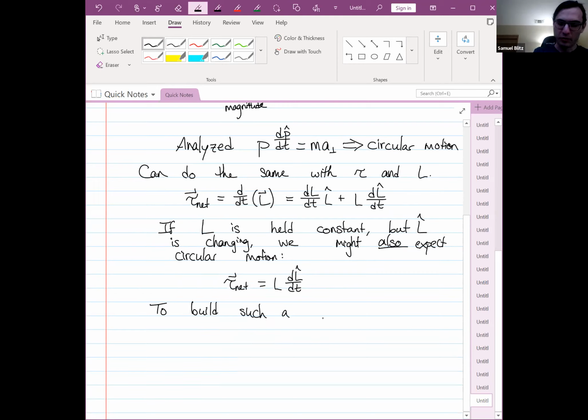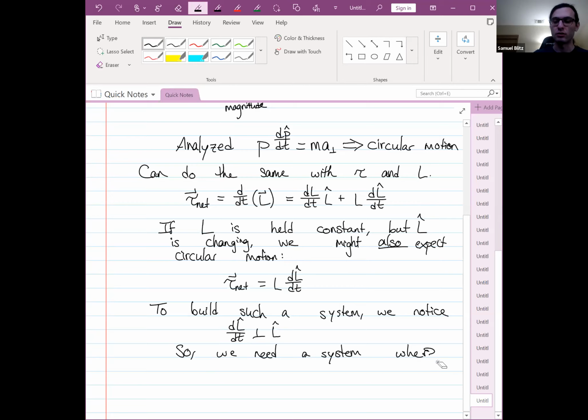To build such a system, we need, or rather, we notice that dL̂/dt as a vector is perpendicular to the momentum vector. So we need a system where the torque, because the torque is proportional to dL̂/dt, is perpendicular to the angular momentum.